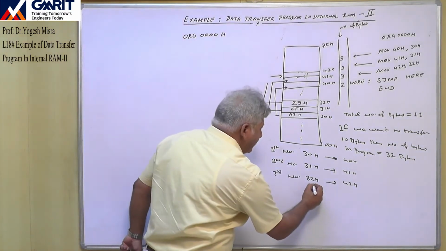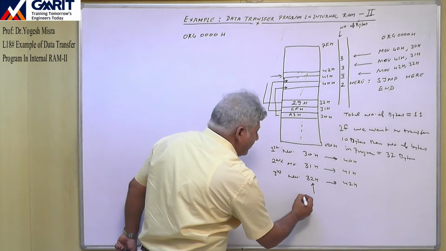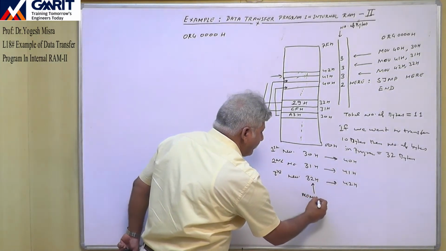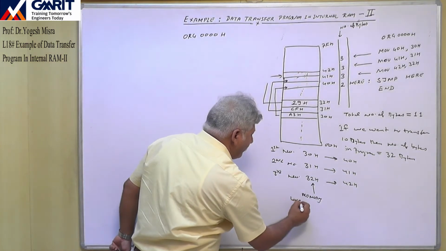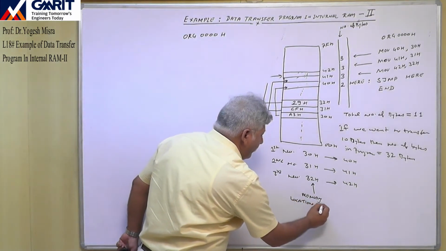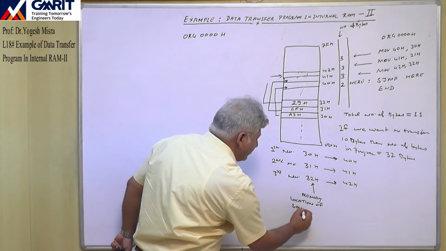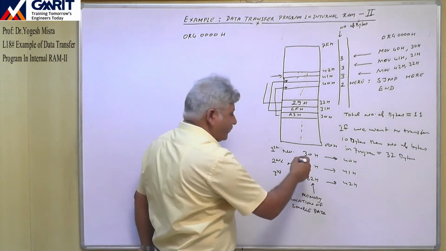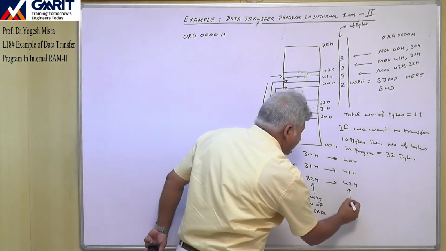So this is the memory location of source data. This is the source and this is our destination.